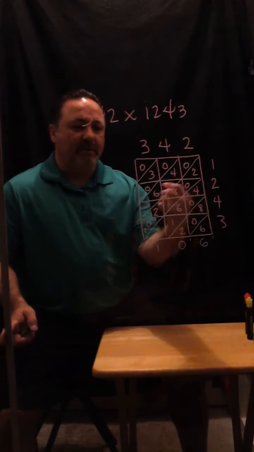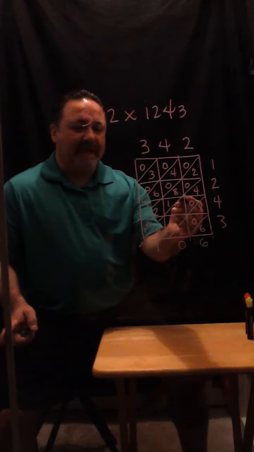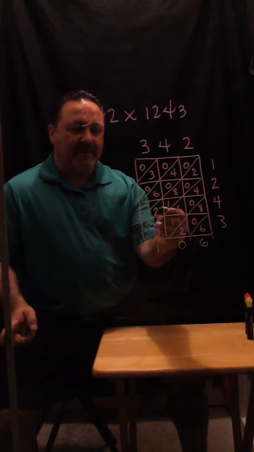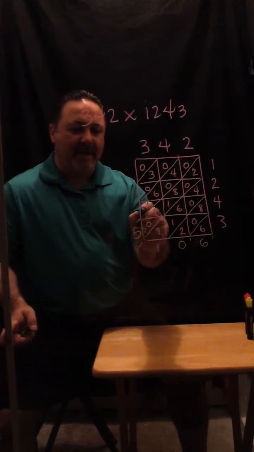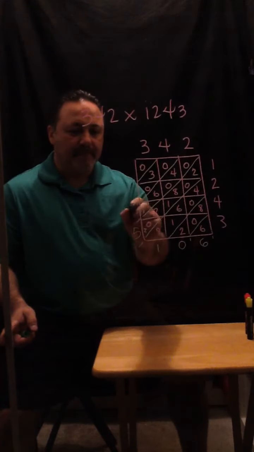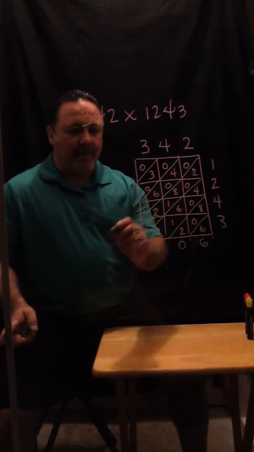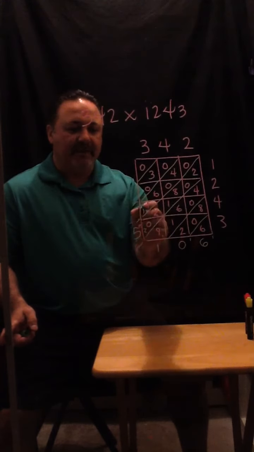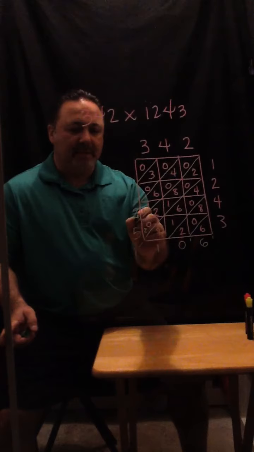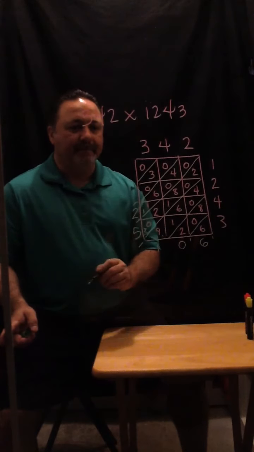So I'm going to read all down here and add all these up. So 2 plus 0 is 2. 2 plus 8 is 10, 11, 12, 13, 14, 15. I'm going to place my 5 and carry my 1. Now I'm here in this diagonal. So this is 4 plus 6 is 10, 11, 12. I'm going to place my 2, carry my 1.